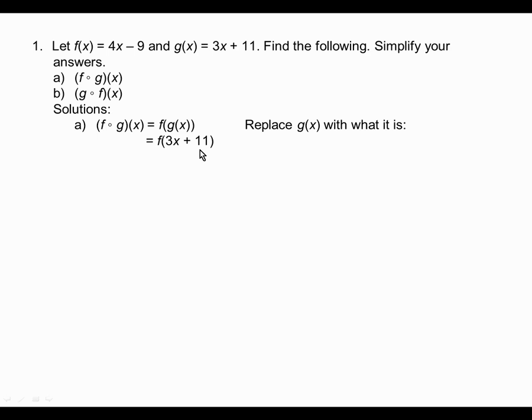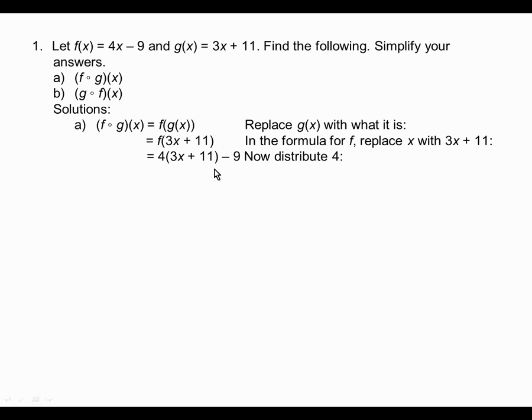And remember, this notation, f of 3x plus 11, means, in the formula for f, replace x with 3x plus 11. So I'm going to replace this x right here with 3x plus 11. So I'm going to have 4 times 3x plus 11 minus 9. Again, what's in parentheses was playing the role of x in the formula for f. Now we're going to do the simplify part. That means I have to distribute the 4. So I'll have 12x plus 44 minus 9. We can take it a little bit further, 44 minus 9, and that'll give us 12x plus 35. That's f composed with g of x. 12x plus 35.